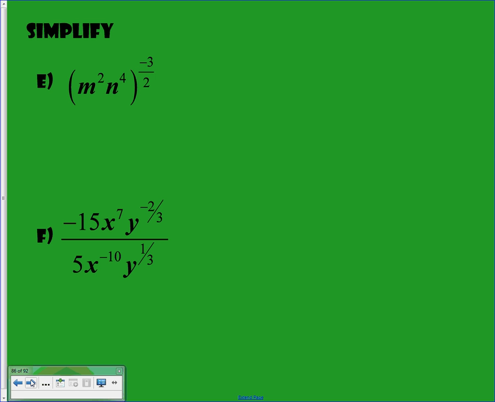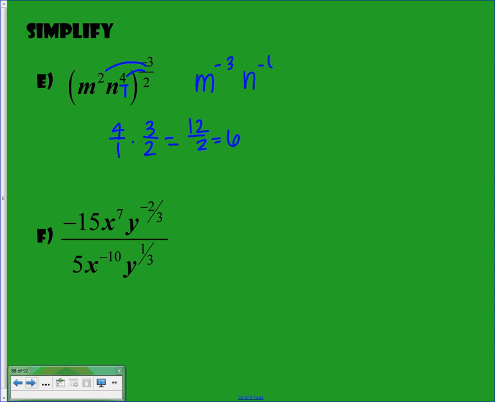So if we start simplifying, m to the second, n to the fourth, all to the negative 3/2. Again, I would distribute first here. So m to the 2 to the 3 over 2 means I need to multiply 2 times negative 3/2. That's going to give me m to the negative 3. Again, I multiply with my n, 4 times negative 3 over 2. If you're having a hard time with this, this is 4 over 1 times negative 3 over 2. Multiply straight across, that's going to give me negative 12 over 2, which is going to give me negative 6.